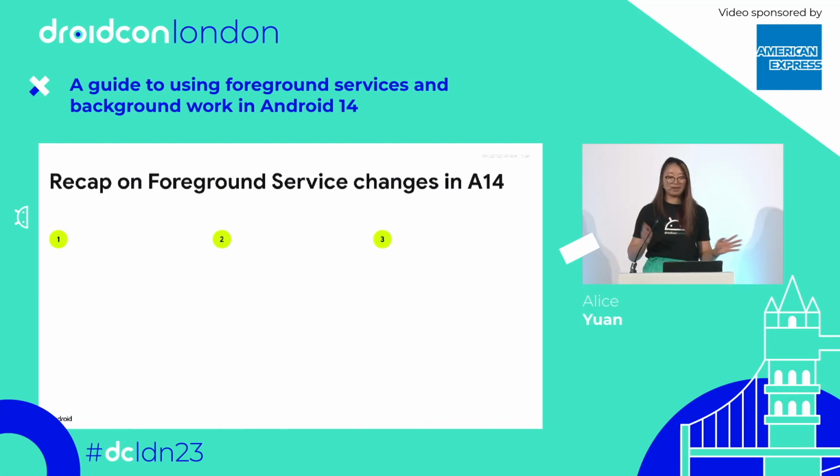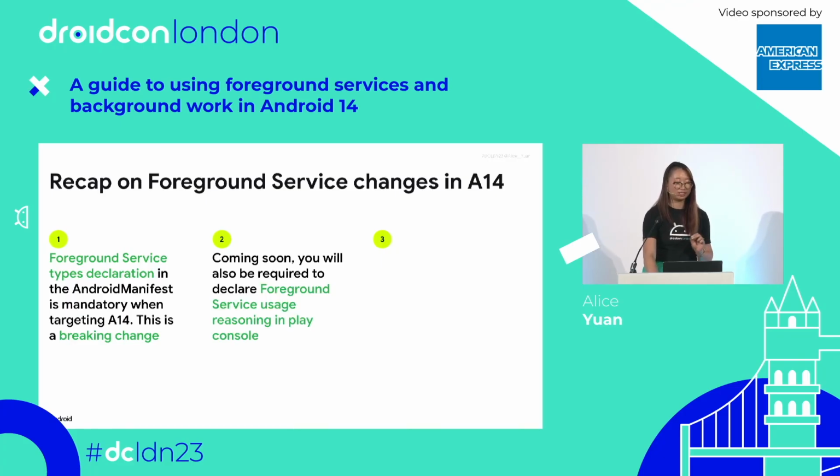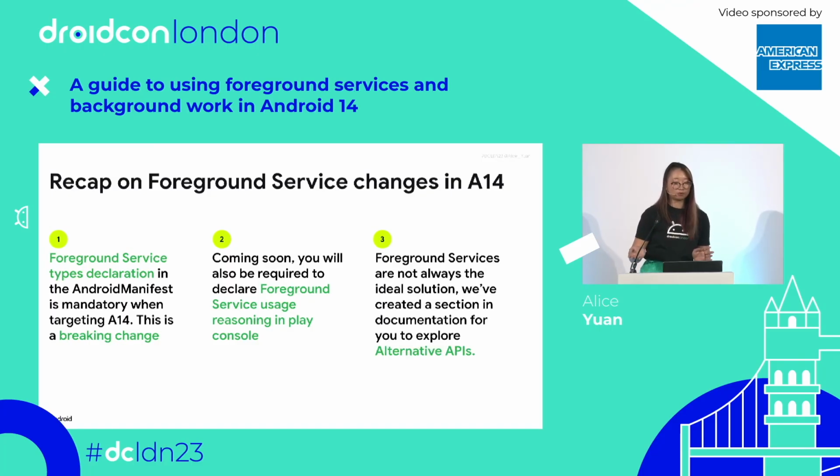So let's do a quick recap of foreground service changes. Foreground service types declaration is now mandatory in the manifest in Android 14. This is a breaking change. Coming soon, you'll also be required to declare foreground service usage reasoning in the Play console. And finally, even in situations where you can use a foreground service, they might not be the ideal scenario. So we created a section in documentation for you to explore alternative APIs.